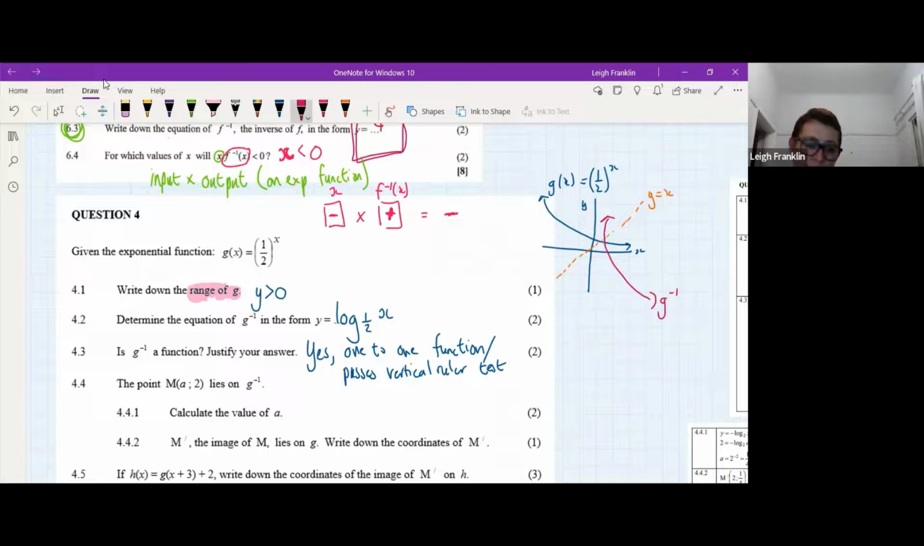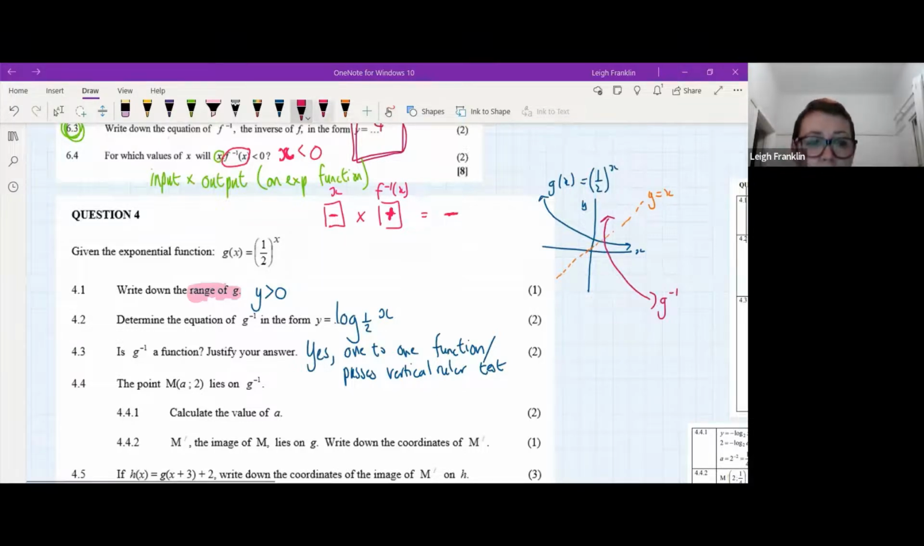All right, so now they're telling us that the point M(a; 2) lies on that. They want us to calculate the value of a. So how are we going to do that? What are they giving us? It's actually very similar to a question that we've already done up there. What does 2 represent? Yes, it represents the y.